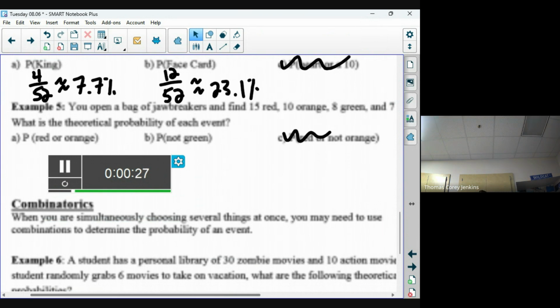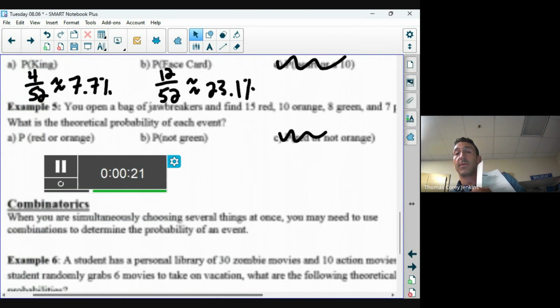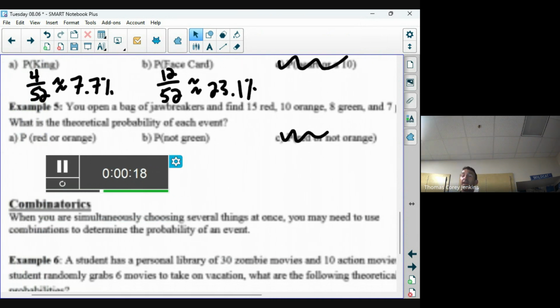You open a bag of jawbreakers. You have 15 red, 10 orange, 8 green, and 7 purple. What's the theoretical probability of each event? Probability we draw red or orange. Probability of anything that's not green.